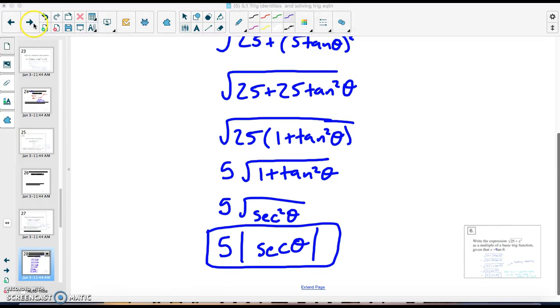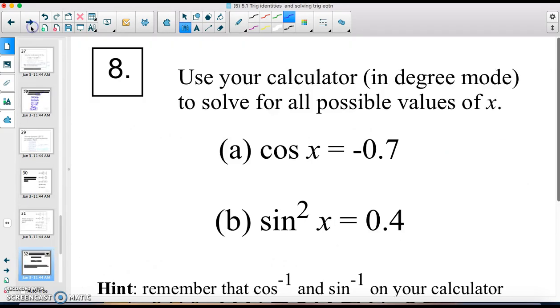The last one I want to do as a group is number 8. So I'll go to number 8. For number 8, we're going to use our calculator in degree mode. So make sure you go to mode, degree, or however the Inspire does it, to solve for all possible values of x. So we've got cosine x equals negative 0.7. So what we're going to do in our calculator is inverse cosine of negative 0.7, and that's going to tell us our angle. So when I do that, I end up getting 134.4.